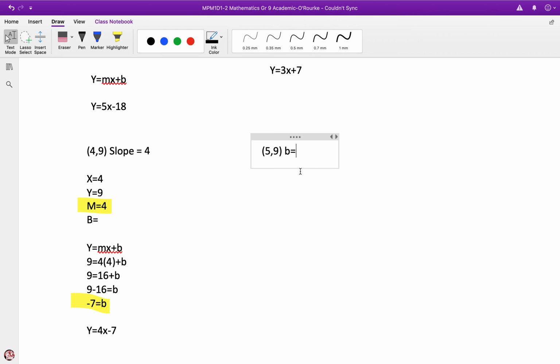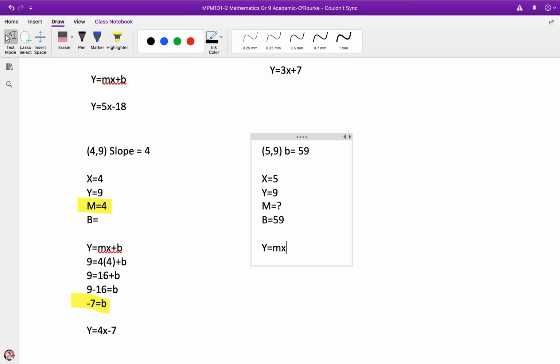And I'll give you a b value of 59. So we'll do the same thing we did before: x, y, m, and b. We're going to go x equals 5, y equals 9, and b is going to equal 59. Therefore, m is our question mark. And it's the same process.